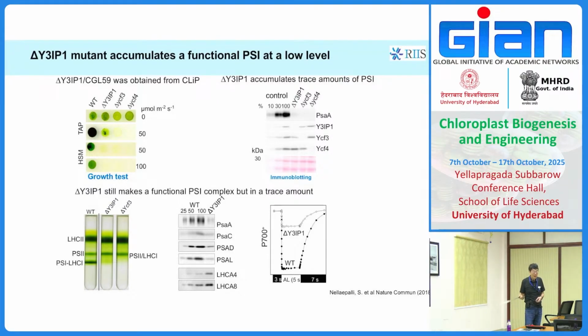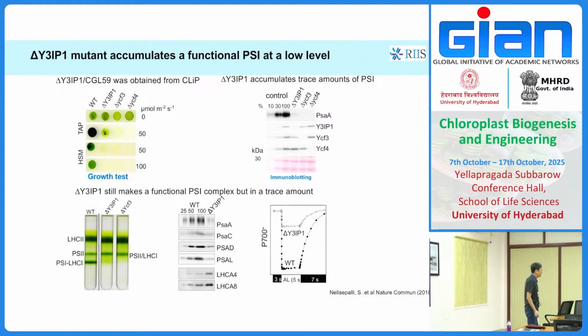Without Y3IP1, PS1 is assembled in a very inefficient manner, but still possible. We said this because Y3 is present already here. So what happened? The essential component is Y3.